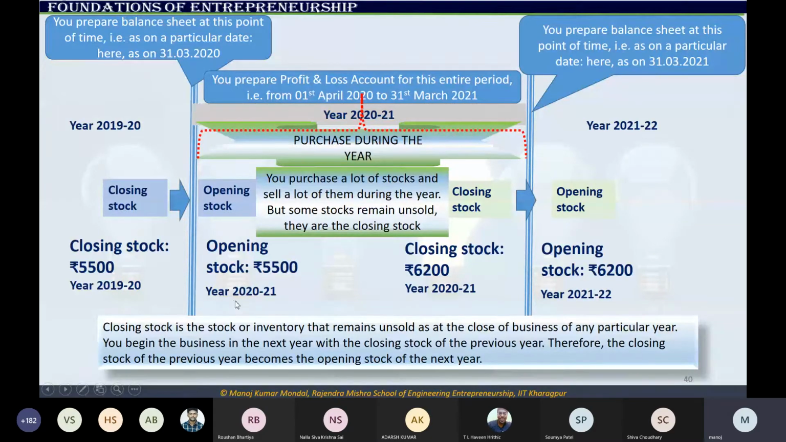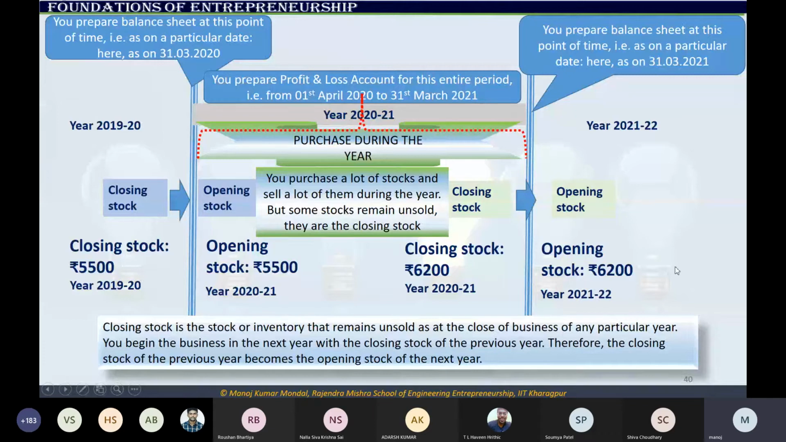Now, when you woke up on 1st of April, the beginning of the next year, you will see the same thing lying there in your room. Nobody came during the night time. At 12 o'clock, you went to bed, the next moment, the new year starts. So, the previous year's closing stock becomes the current year's opening stock. This is the stock with which you open the business. During the whole year, you do a lot of business. Then at the end of the year, you find that some stock remains unsold. That becomes the closing stock of this year, which again becomes the opening stock of the next year.